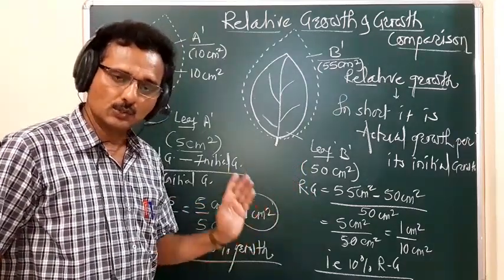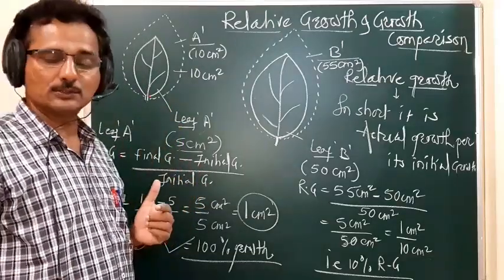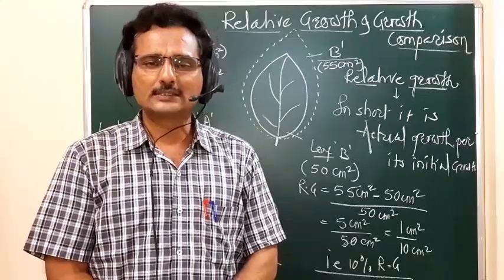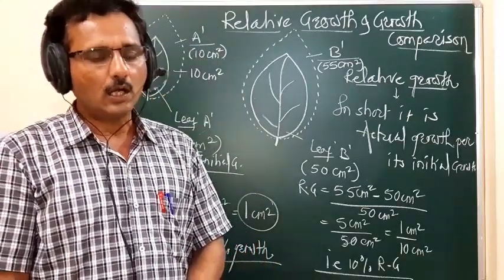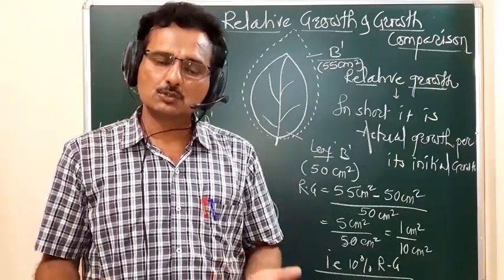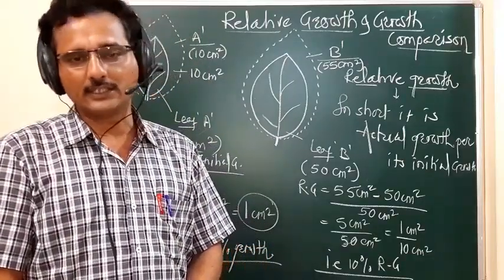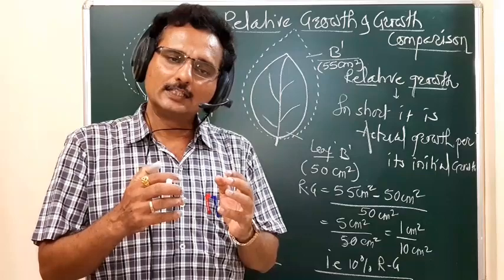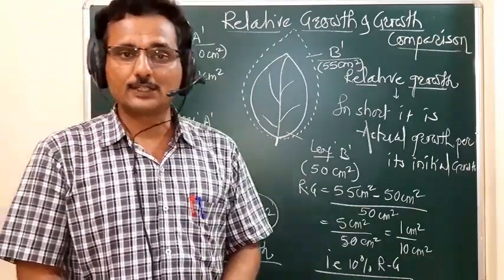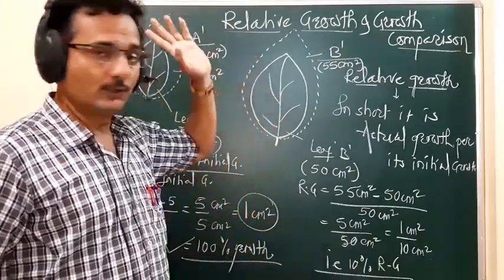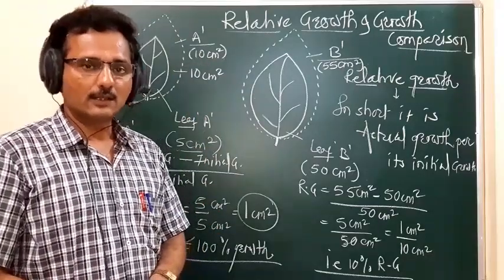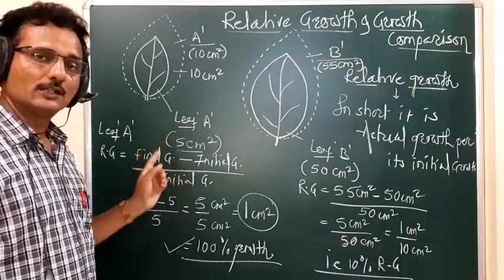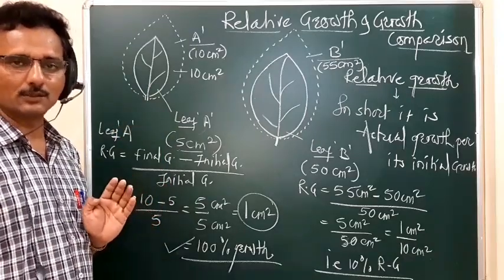Remember, system A shows the maximum relative growth compared to system B. From the CET or NEET point of view, how do we identify which system shows the maximum relative growth without calculating using any formula? See, the system having the maximum initial growth shows the less relative growth, and the system having the minimum or less initial growth shows the maximum relative growth. So students, I think you understand well.